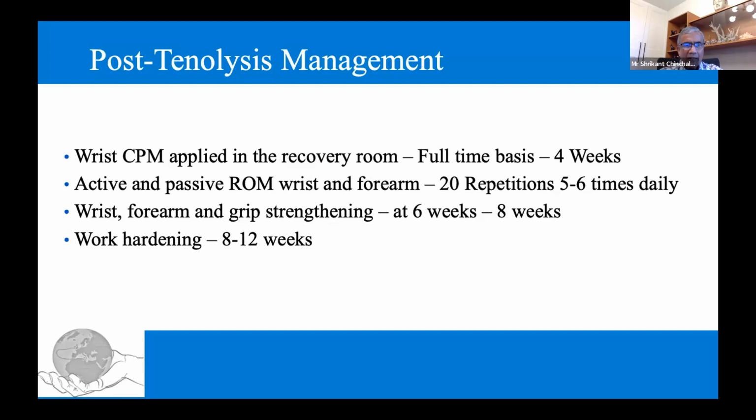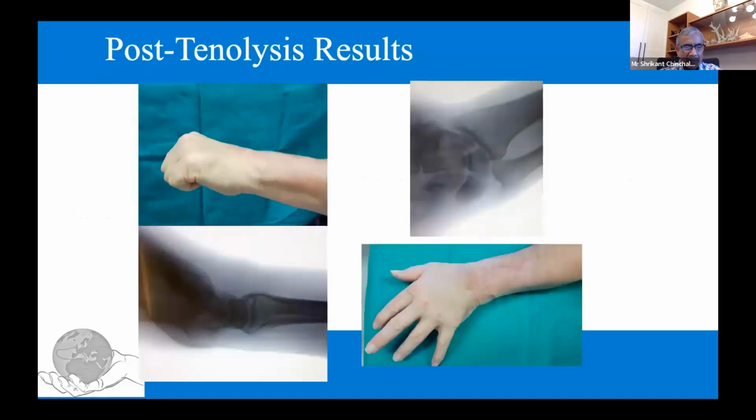Following tenolysis, the patient was fitted with the wrist CPM on a full-time basis. We mobilized actively after about 2 days post-operatively. He performed wrist range of motion and forearm range of motion, 20 repetitions, 5 to 6 times per day, and he used CPM the remaining time. Then we began a wrist, forearm and grip strengthening program at 6 weeks, increased it at 8 weeks, and at 8 weeks we initiated a work hardening program, continued until 12 weeks, and then we discharged him at the 12 week mark.